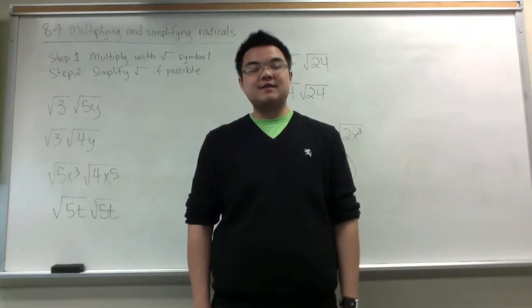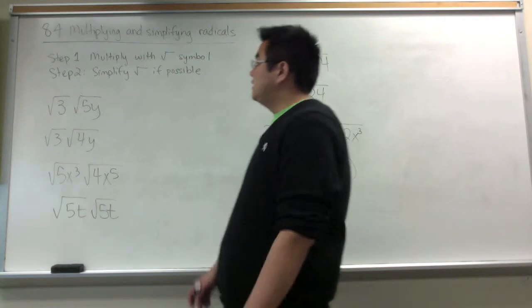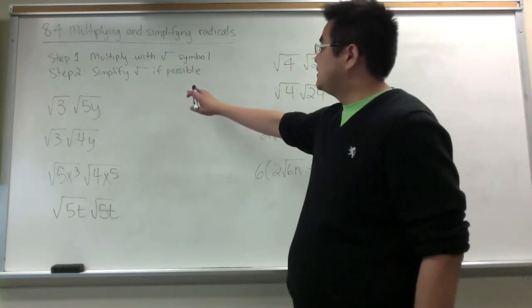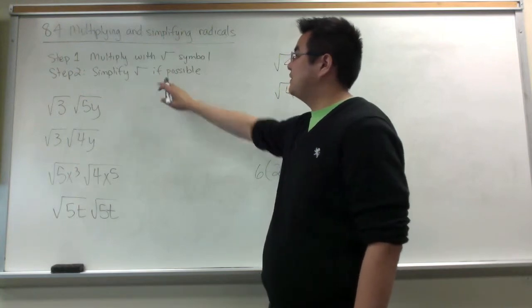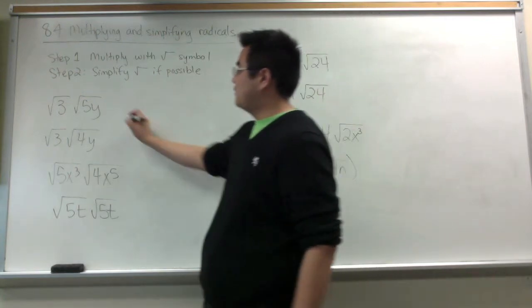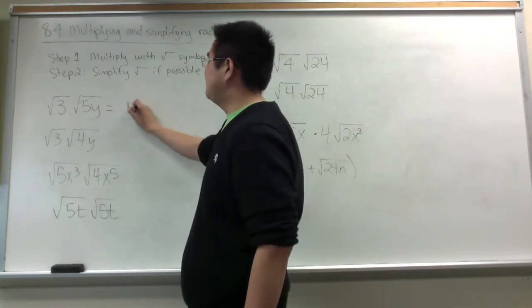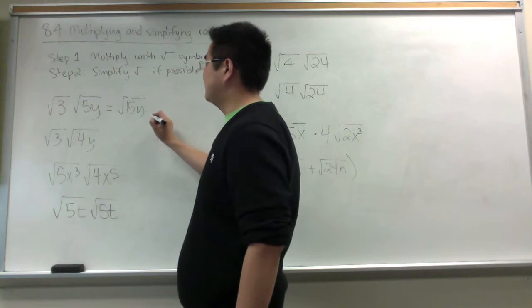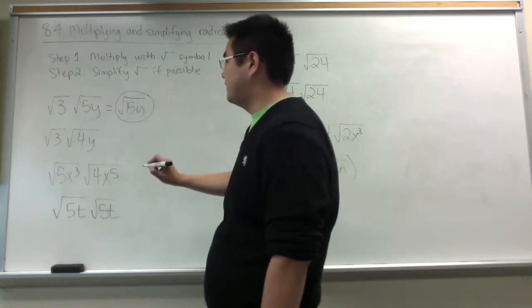These are the video notes for section 8.4, multiplying and simplifying radicals. To multiply and simplify radicals, we multiply under the square root symbol, then simplify the square root if possible. In the first example, root 3 times root 5y, we multiply 3 times 5y, which is 15y, and keep it inside the radical. I can't simplify either part, so that is the final answer.